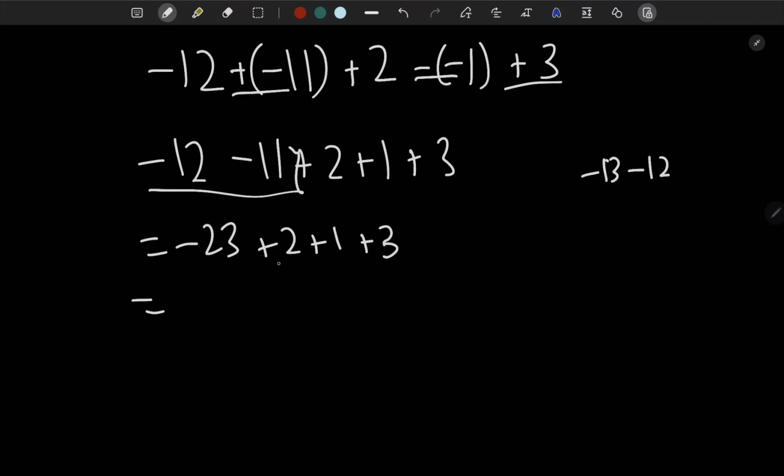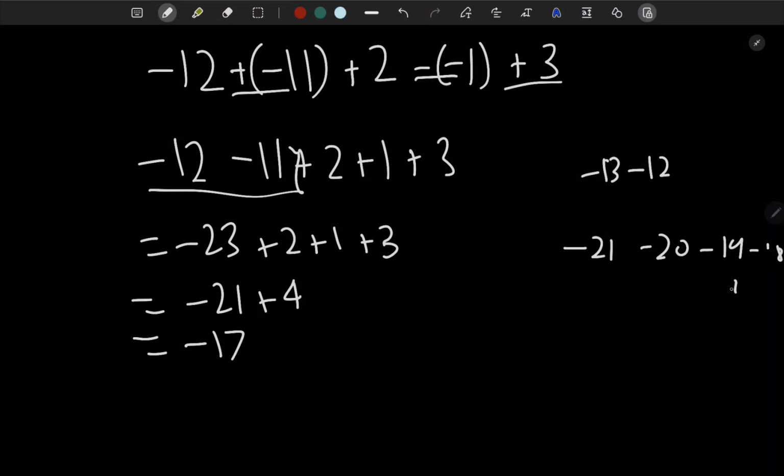We can now do this step by step. So this minus 23 plus 2 is minus 21 since we're going to the right side, and now we are left with plus 1 plus 3, and plus 1 plus 3 is just 4, so we can just remove this and write 4. And now minus 21 plus 4 is going to be minus 17. Since minus 21 is here and we're going to the right side, this is becoming larger. So minus 20, minus 19, minus 18, and minus 17. And minus 17 is the final answer.